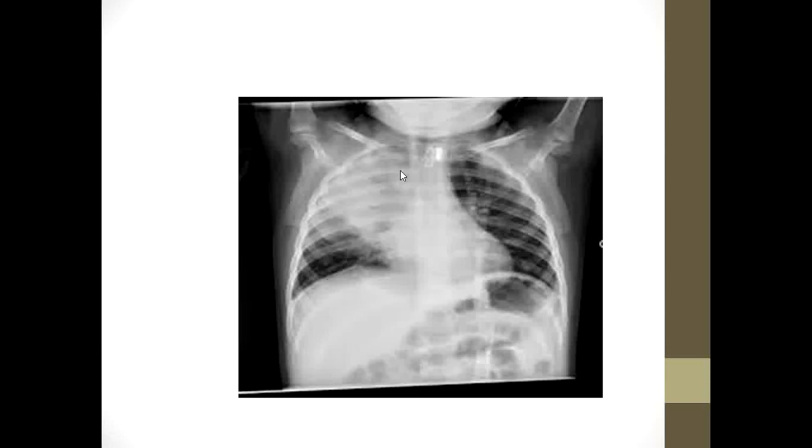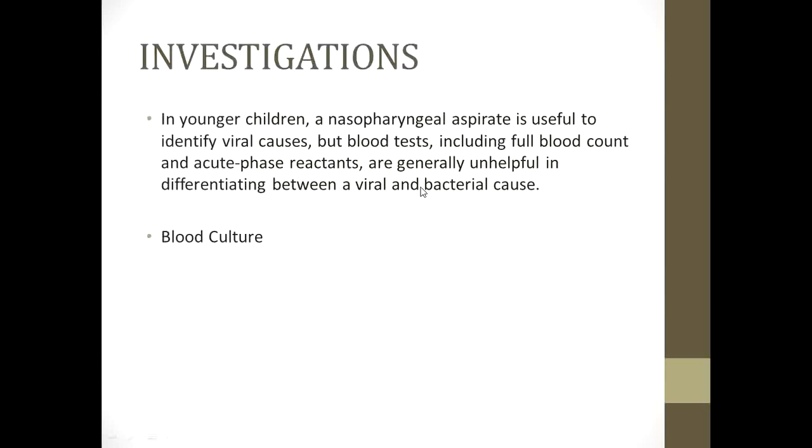And if we look closely, along with the homogeneous opacities there are some air bronchograms, these black areas, and this border of the heart is obscured. It is called the silhouette sign. So these are all the radiological findings in consolidation or pneumonia.